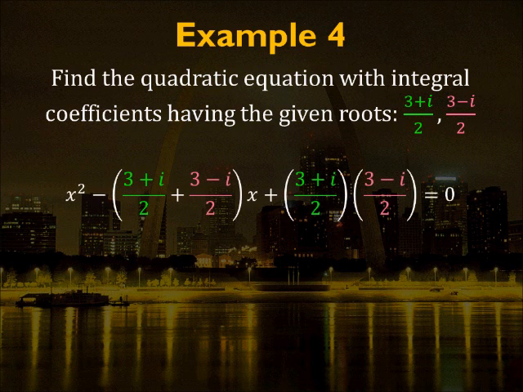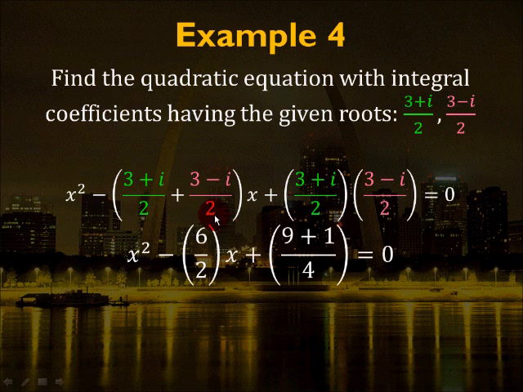Alright, so there you go. You plug those in and you get x squared minus (3 plus i over 2 plus 3 minus i over 2) times x plus the product of those two roots. Let's simplify. When you add these two together, you have the same denominator, so you just add the numerators. 3 plus 3 is 6. i minus i is 0. So you have a negative 6 all over 2 times x.